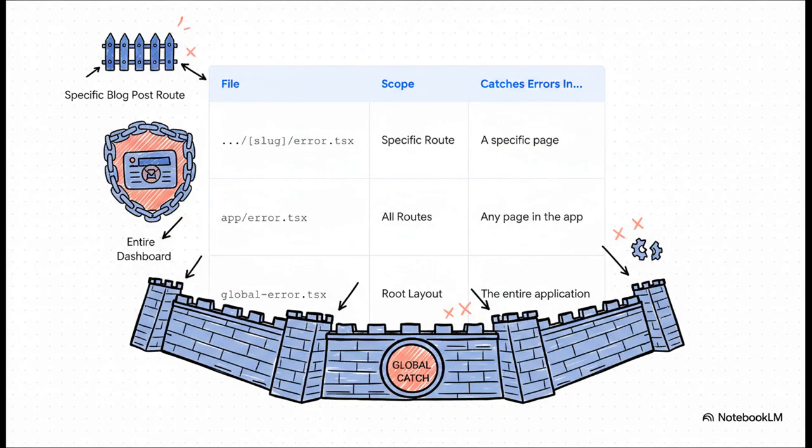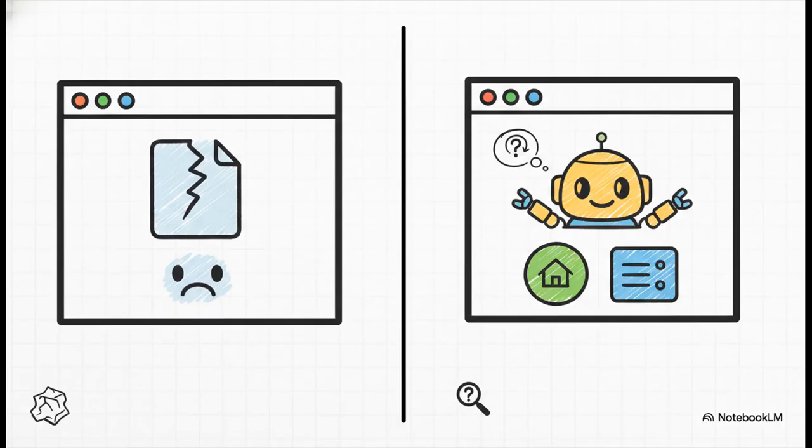And you can be really precise with these safety nets. You could have an error.tsx just for a specific blog post route, or a more general one for your entire app directory, or even a global-error.tsx that's like the ultimate final catch-all for the whole application, including the root layout itself. This same idea of a graceful fallback also applies to content that just isn't there. Instead of showing a boring, generic 404 page, you can create a custom not-found.tsx file. That way, even when a user hits a dead end, it's still a good on-brand experience.